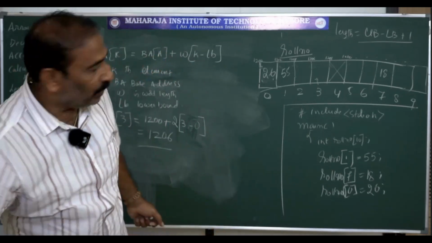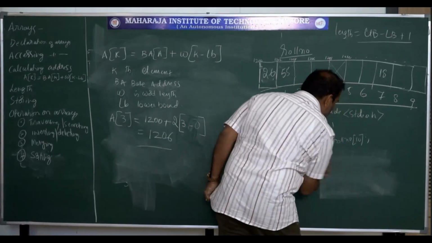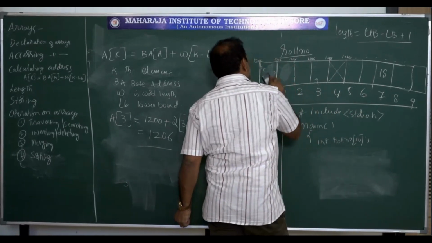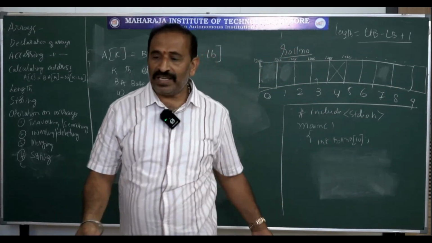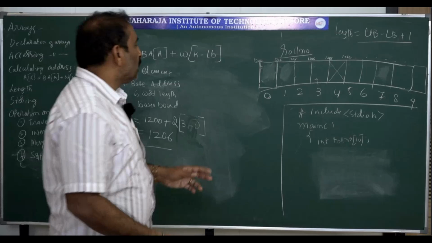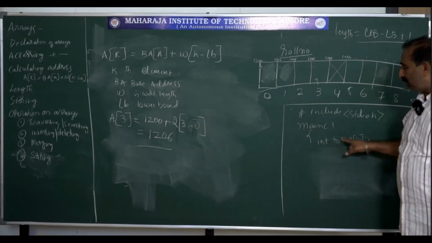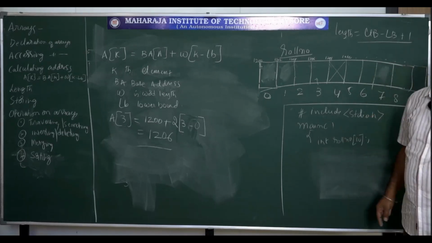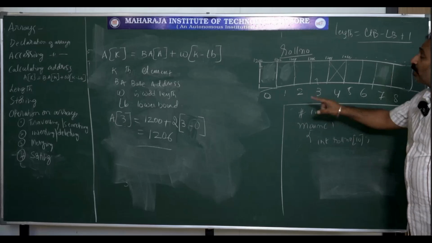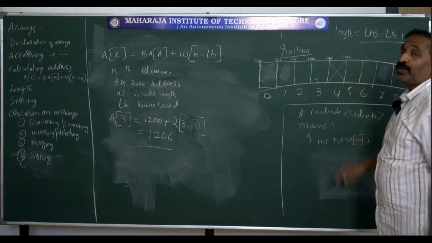How to do that? You can do like this. I'll just wipe this off. Observe this carefully. I have declared an array, which is of type integer of size 10. Its name is roll number. It means it can store 10 elements. Its index value starts from 0. It goes up to 9.